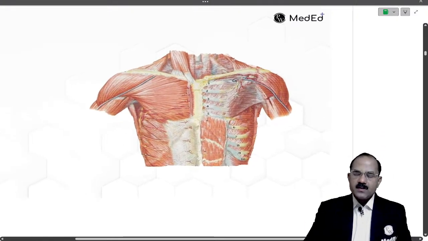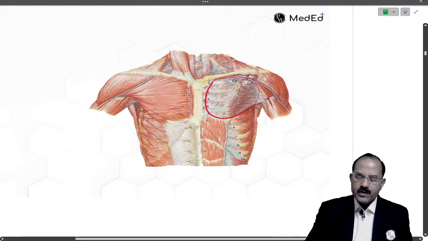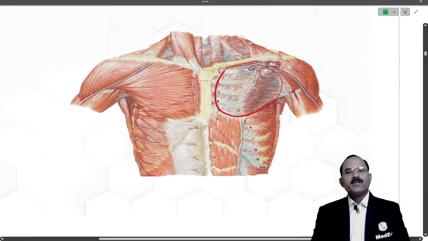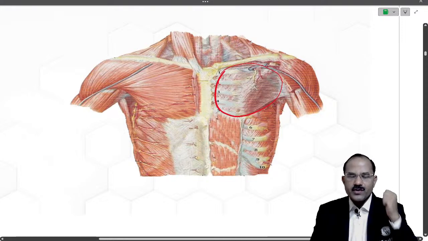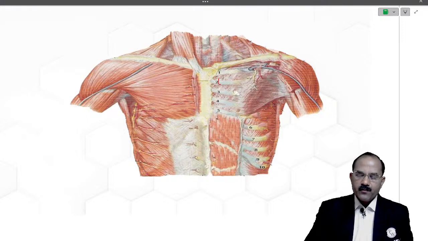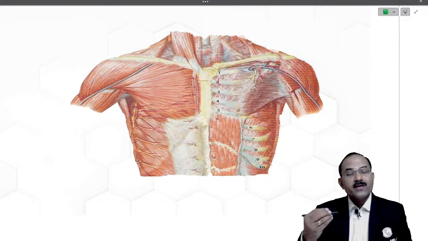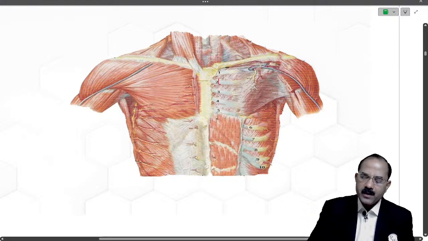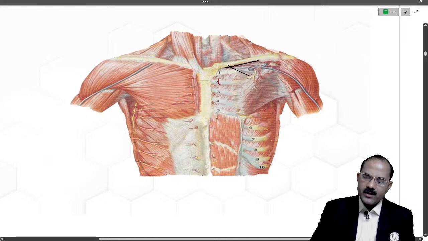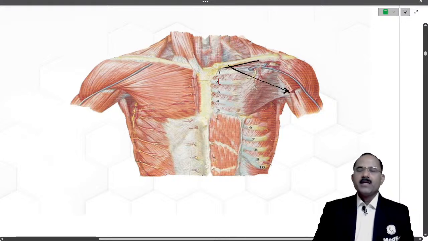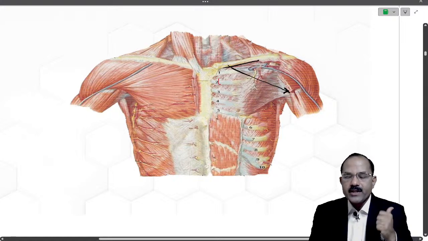Now, this is the fascia, and this fascia lies deep to the pectoralis major. What is the name of this fascia? The clavipectoral fascia. Where does this clavipectoral fascia begin from? It begins from the clavicle, and it is inserted into the axilla.